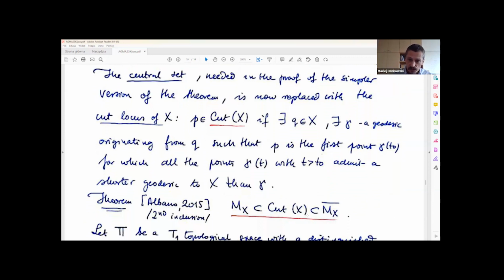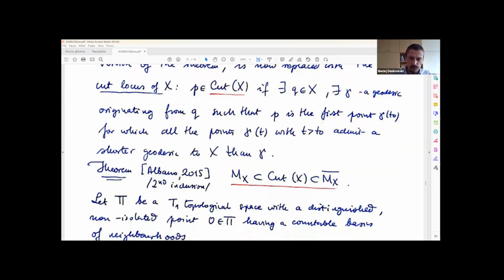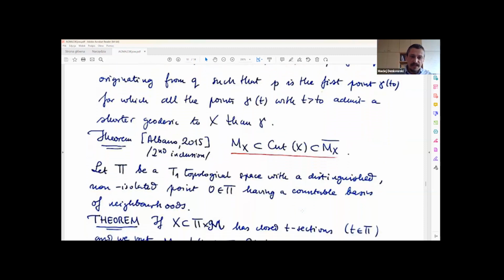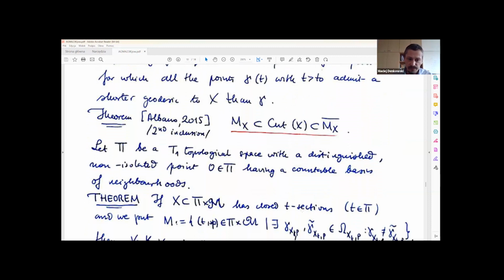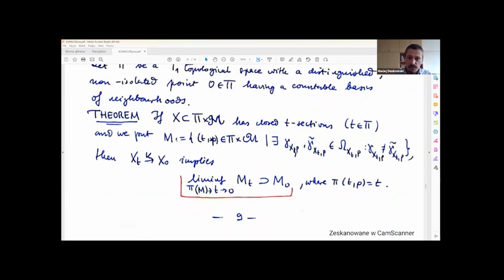I mean the second inclusion, because the first inclusion is actually obvious. There's nothing to prove. And we also introduce a space of parameters, capital Pi. This is a T1 topological space with a distinguished non-isolated point 0, and we assume that this point has a countable basis of neighborhoods in order to be able to use sequences and nothing else.